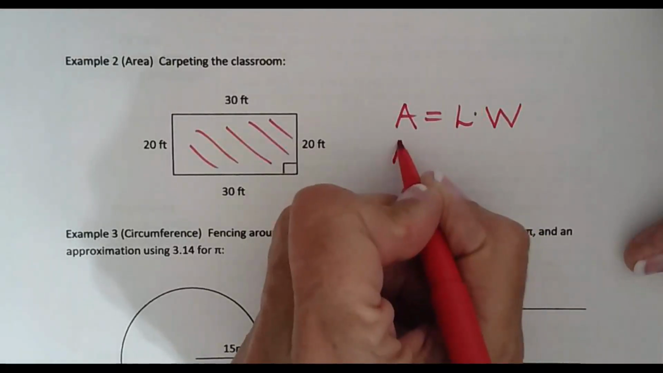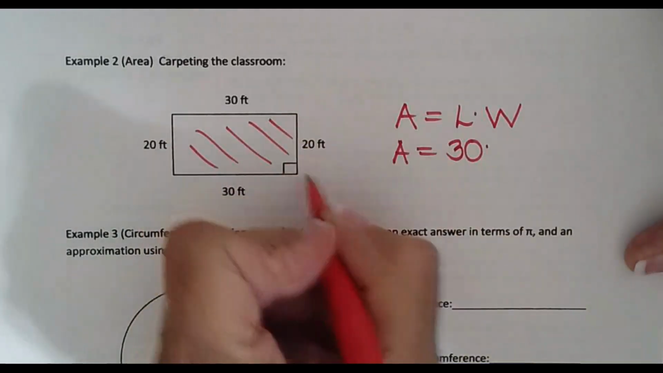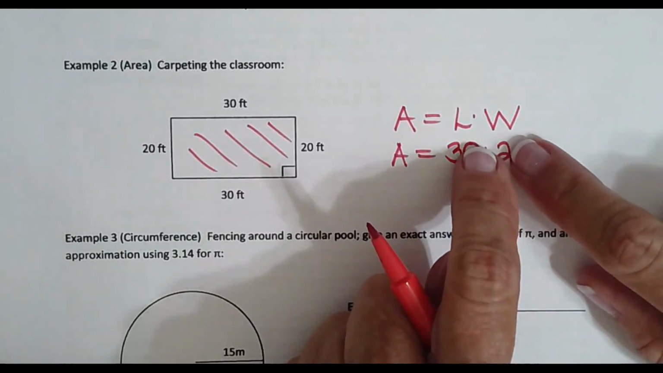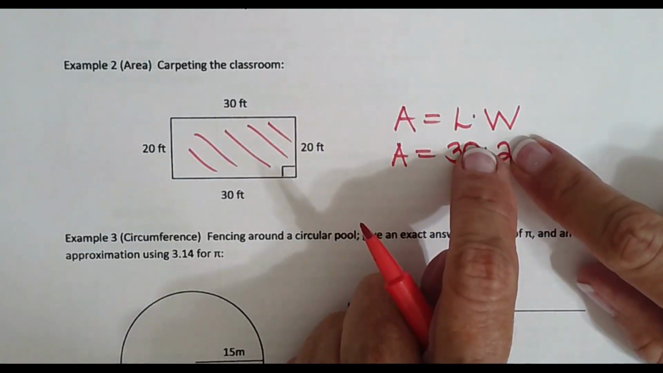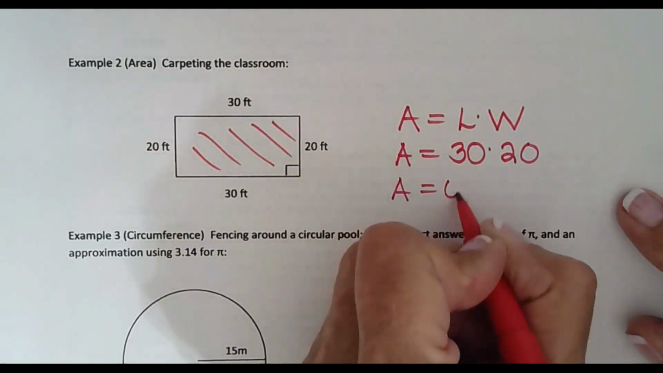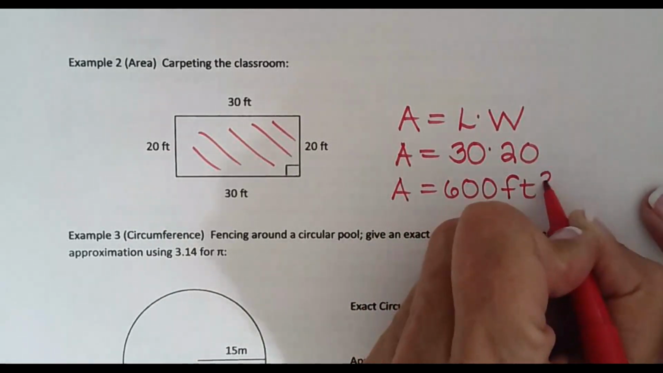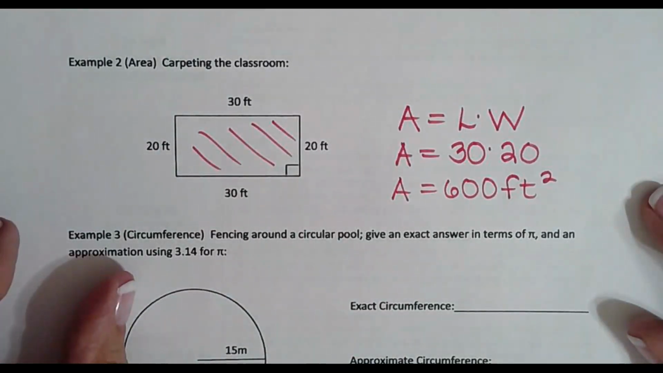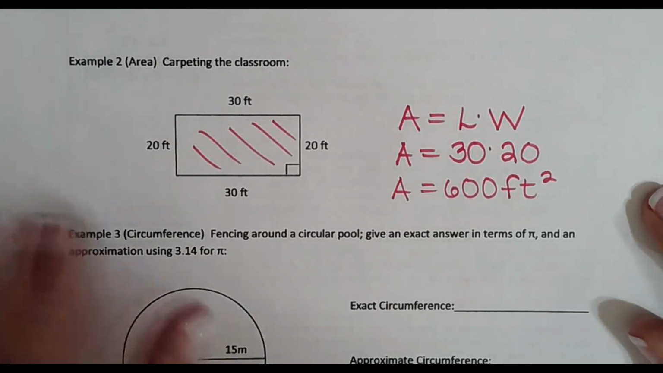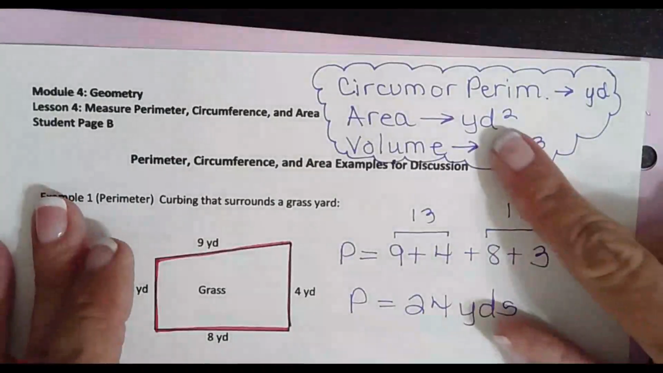So length is 30 times the width, which is 20, and we can use our little shortcuts, no calculator needed. 3 times 2 is 6. Add the 2 zeros we have covered up. So this would be 600 square feet will be needed to carpet the classroom. 600 square feet, because area is always squared, as we wrote above.